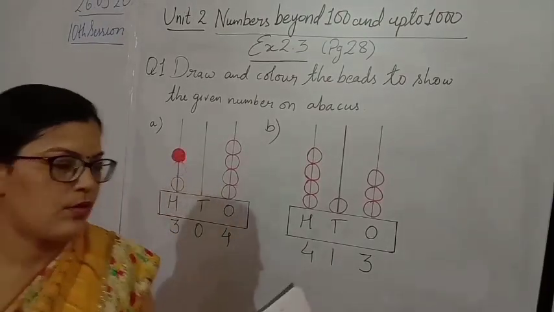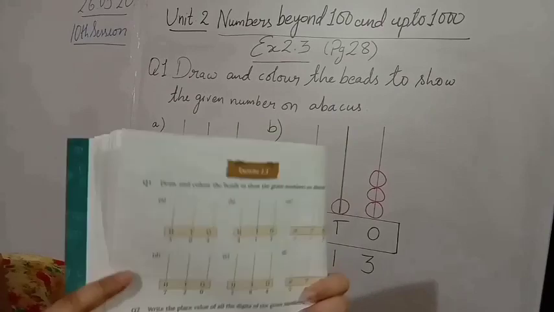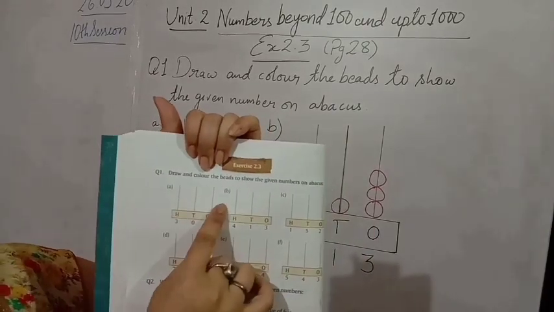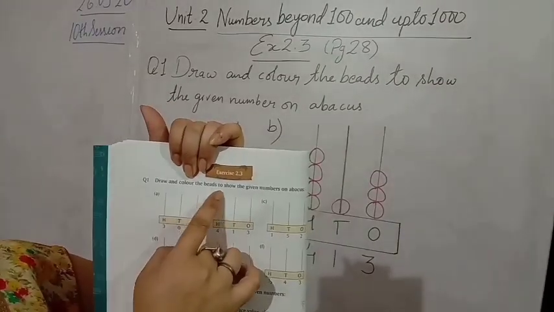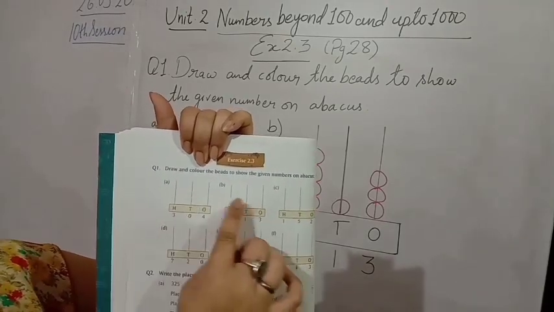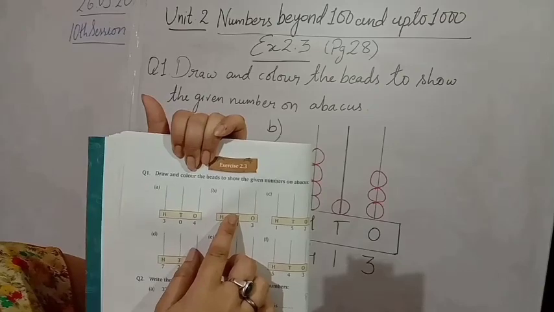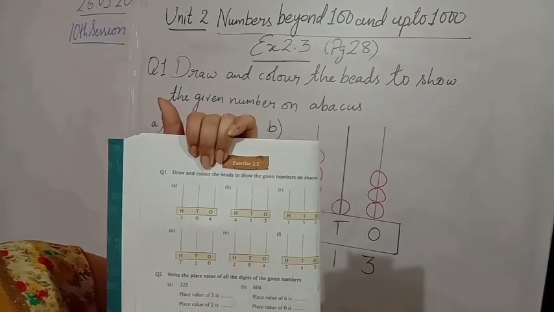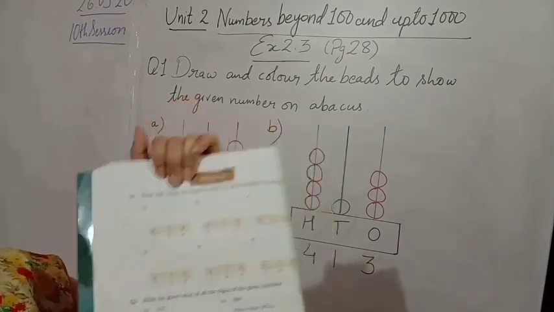Okay students, so see here, question number 1. Question number 1, draw and color the beads to show the given numbers on abacus. Now 2 I have done here. I am going to explain. Rest of the 4 you have to do by your own. Just listen carefully.